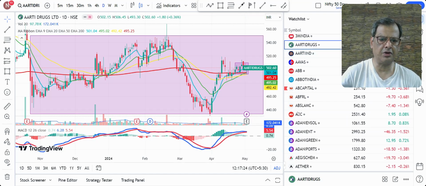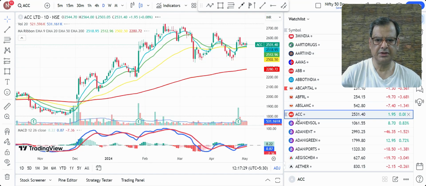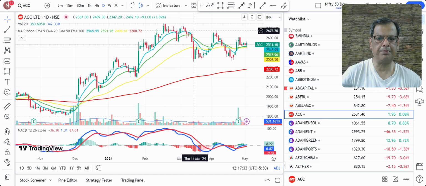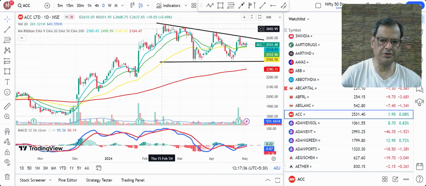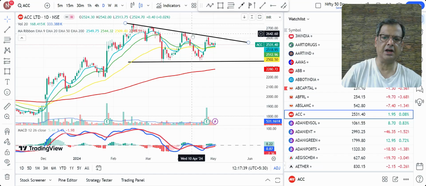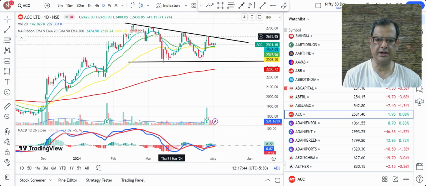Maybe in another stock, let's look at ACC on a daily time frame. Here again, price is in a range. Price is going up and down. Can you see here? I have worked on this chart earlier, so I've drawn a kind of wedge. So this is basically kind of like a descending triangle.